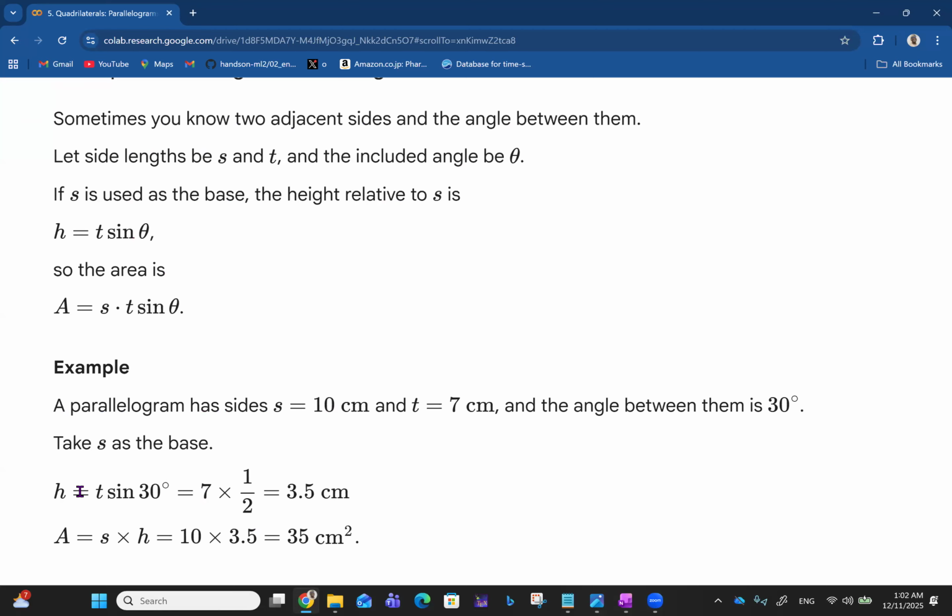Take S as the base. So H is T sine theta. That's 7 sine 30 degrees, and sine 30 degrees is 0.5, that's half. So that's 3.5 cm. So the area is just S, which is 10 cm, times the height, which is 3.5 cm. So that's 35 centimeters squared for the area.